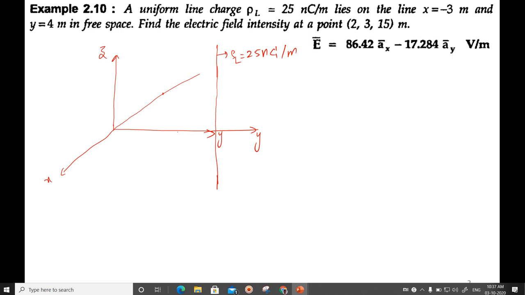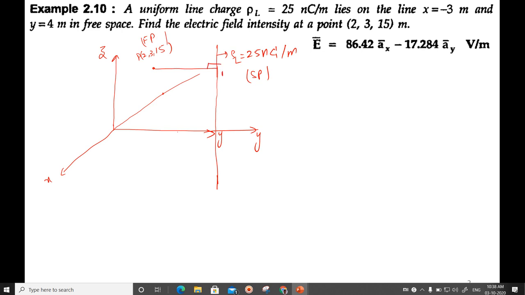Then find the electric field intensity at a point (2, 3, 15). X is 2, y is 3, z is 15. Let me take it here somewhere, right? X is 2, roughly I am taking, y is 3 and z is 15. Somewhere I will take it here. So this is P, let me call it point P of (2, 3, 15). This is the field point and this is the source point. So join perpendicular distance, right?